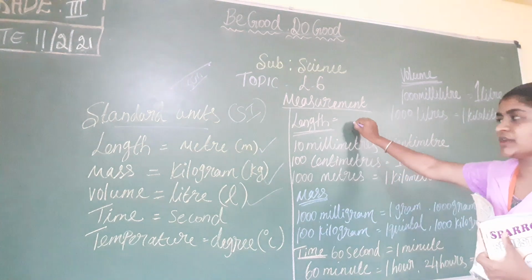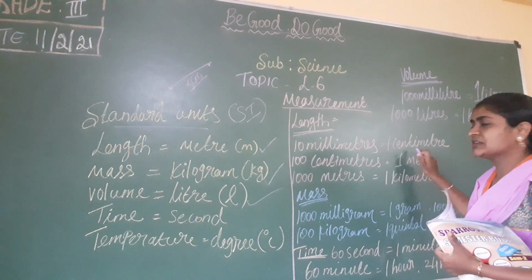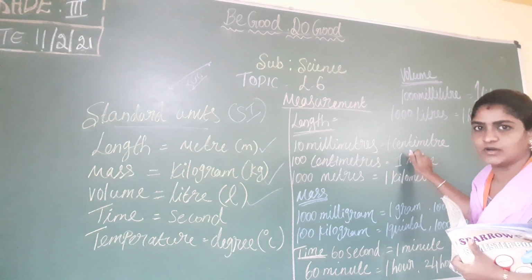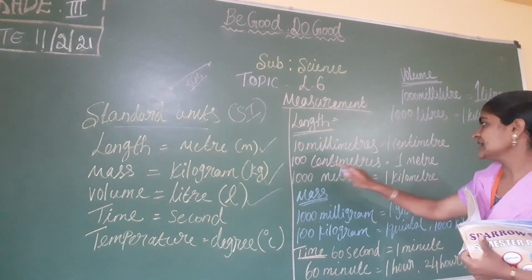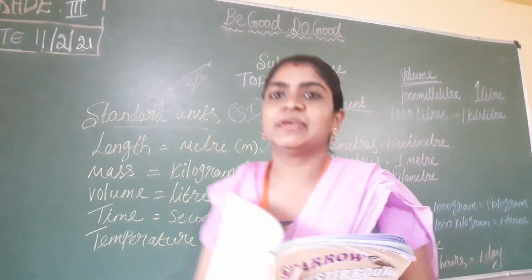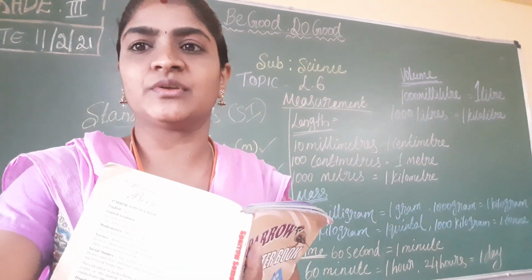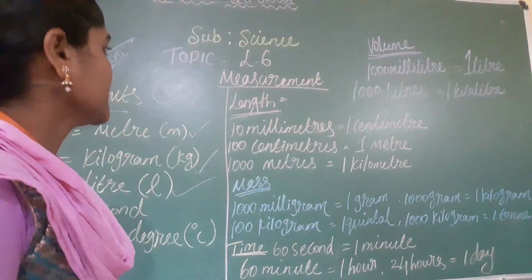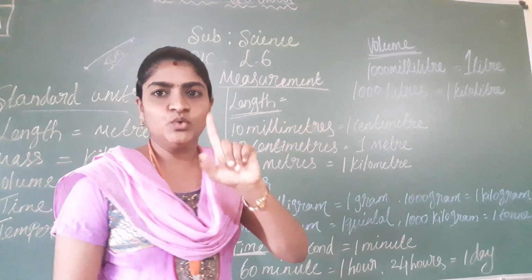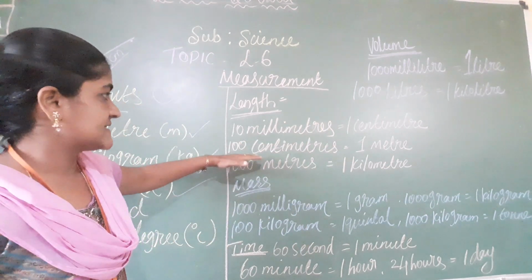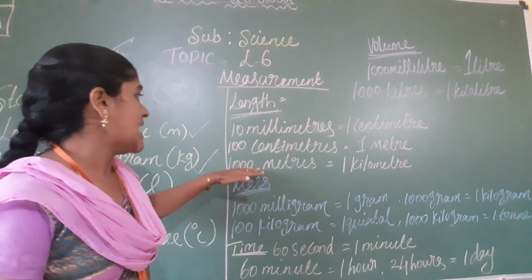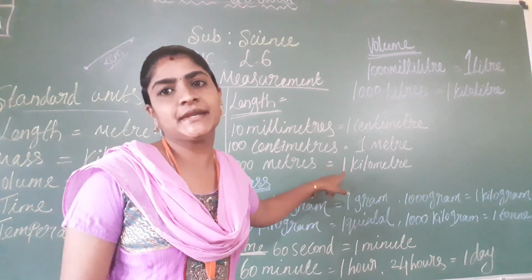The length. Okay, 10 millimeters equal to 1 centimeter. Okay, next 100 centimeters equals 1 meter. So like that we will be having different units. I am going to repeat once again. So here for length we can see 10 millimeters equal to 1 centimeter. Next 100 centimeters equal to 1 meter. 100 meters equal to 1 kilometer.